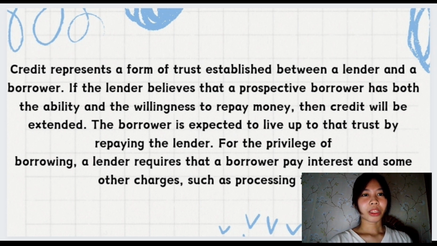For the privilege of borrowing, a lender requires that the borrower pay interest and some other charges, such as processing fees. One can distinguish between good and bad uses of credit. Among the good uses are mortgage loans to buy a home, loans to open a business, and student loans. These uses are seen as wise choices because the funds are invested in ways that have a long-term payoff.